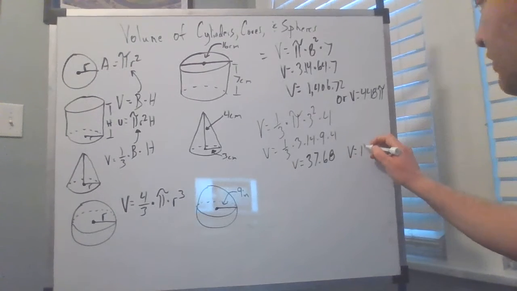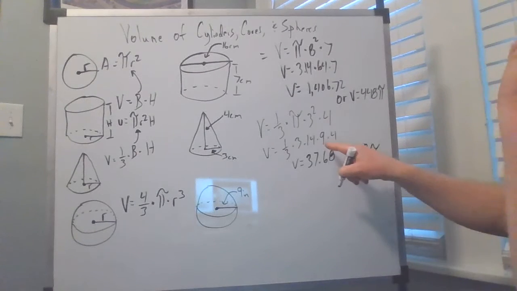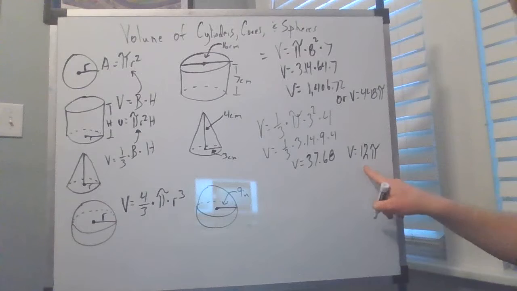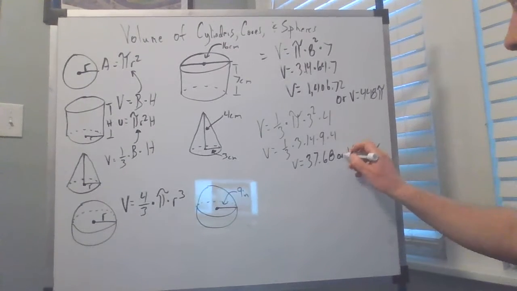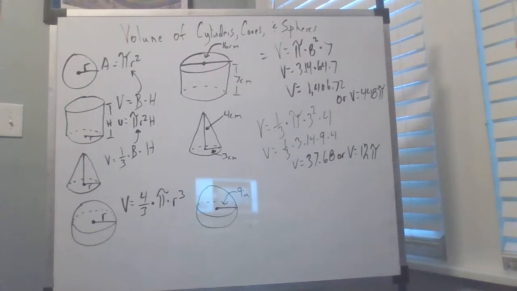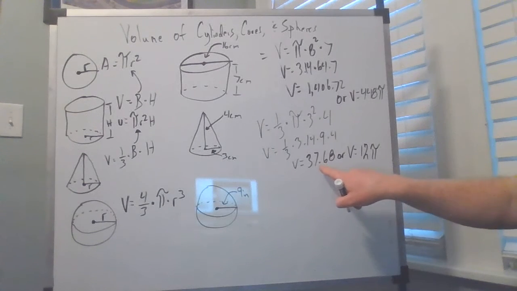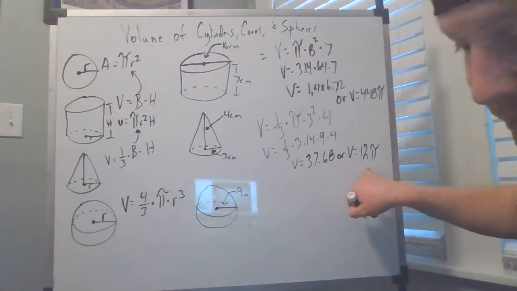But if it said to leave your answer in terms of pi, your answer is going to be this. V equals 12 pi, because all you're doing is doing 9 times 4, which is 36, times 1/3, which is 12. Look how clean that is, times pi. Leave your answer like that sometimes. It's an or. All right, both are equivalent, even though this one's estimated, this one is exact. And you'll see why that's important later on.